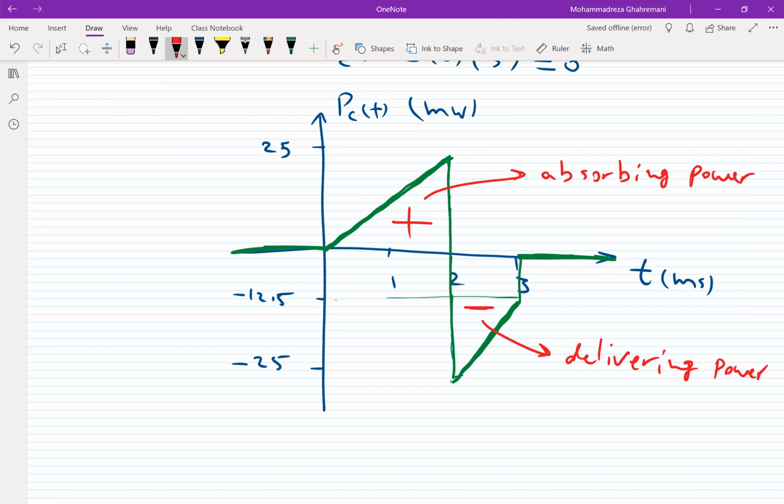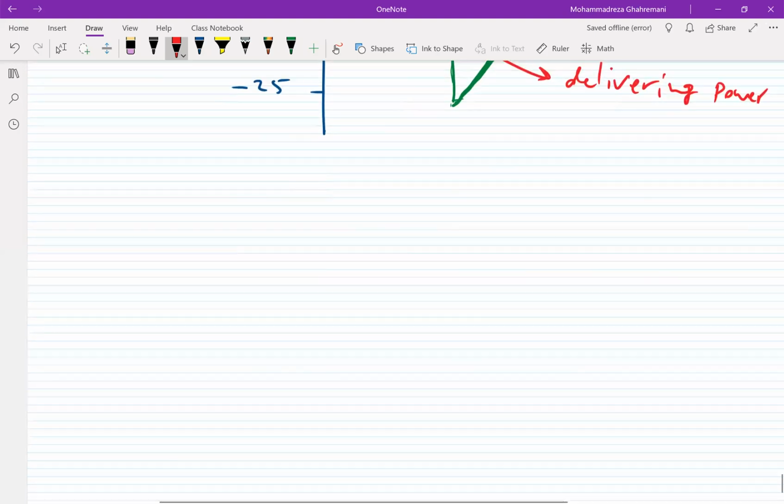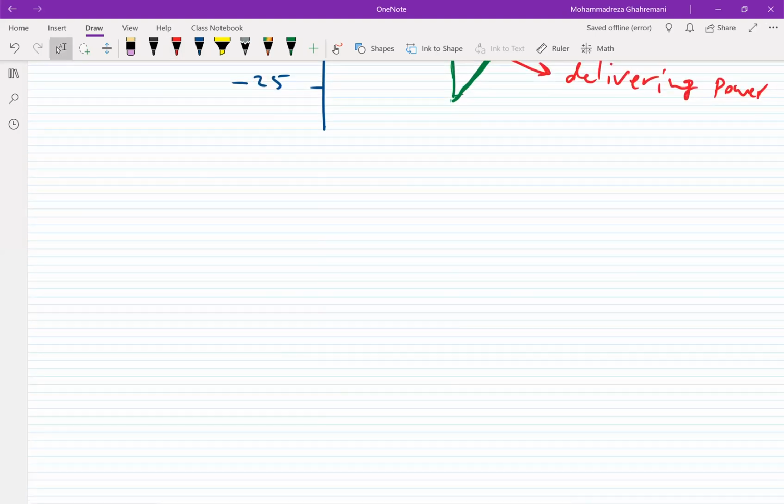So now that we learned about the capacitor, we will use the capacitor as well as resistor in our circuit. The next element which we are going to discuss in this lecture is called inductor.